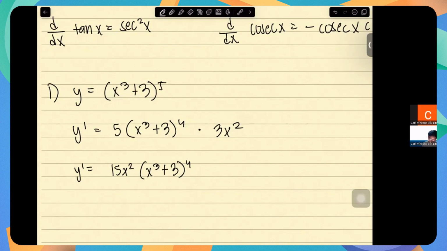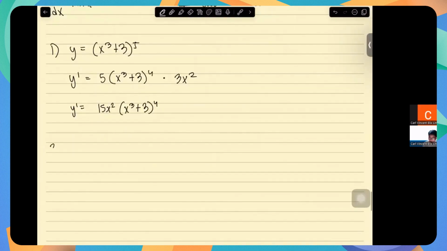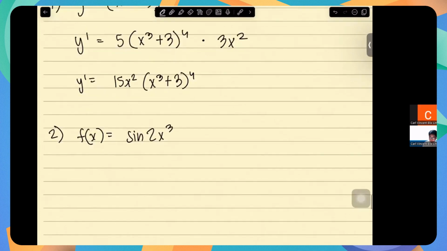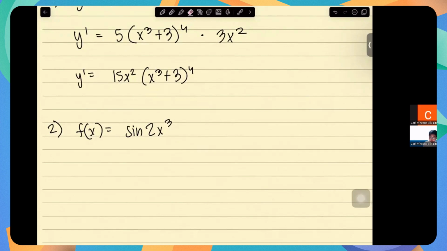Now, let me show you another problem where the chain rule is very helpful. So let's say we want to find the derivative of a function that involves trigonometry. In this case, we have f(x) is equal to sine of 2x^3. In this case, our outer function is the sine function itself, and the inner function is our 2x^3.